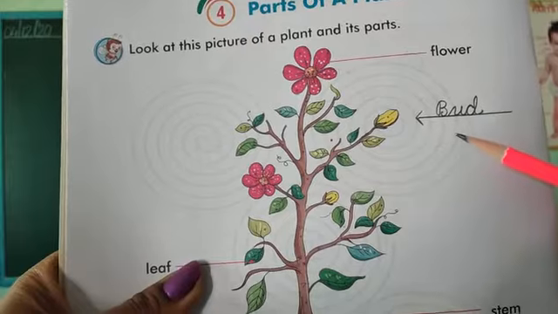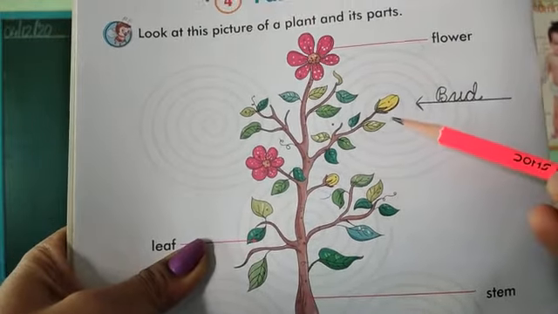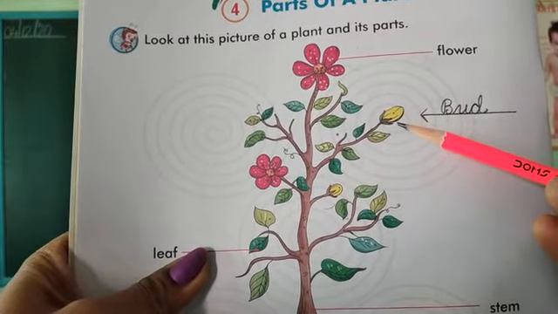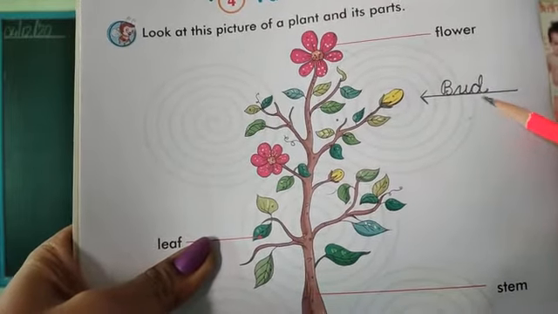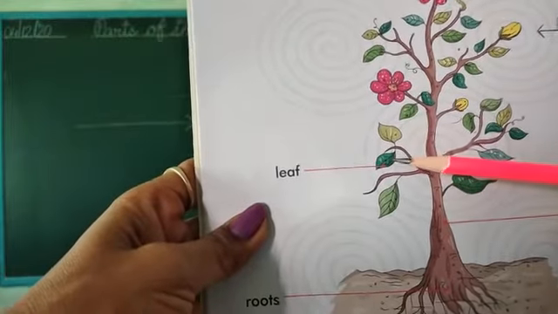Next, what is this? This is bud. Bud means kali. फ्लावर खिलने से पहले जो कली होती है उसे हम क्या बोलते हैं? बड, बी यू डी, बड.